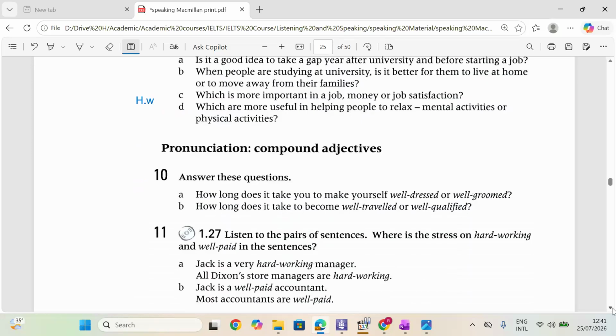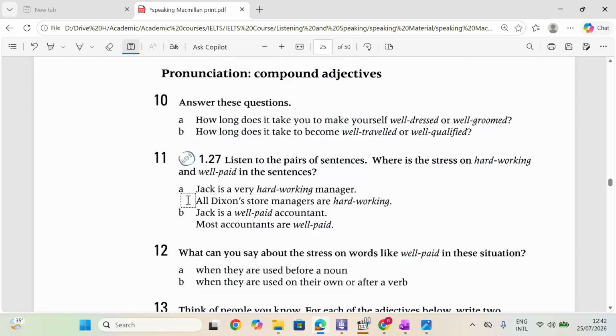Compound adjectives. Compound adjectives are counted as one word in IELTS, as we have just seen in the listening exercise. When I write a word like well-dressed, is it one word or two words? One word, as long as it's hyphenated. How long does it take you to make yourself well-dressed or well-groomed? Well-traveled, well-qualified. Let's move on.